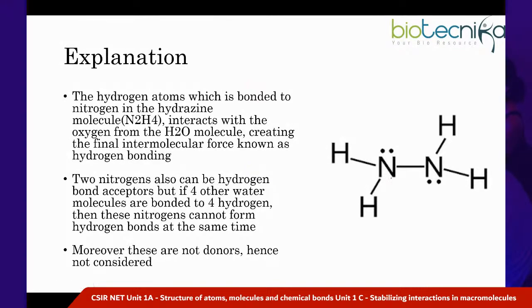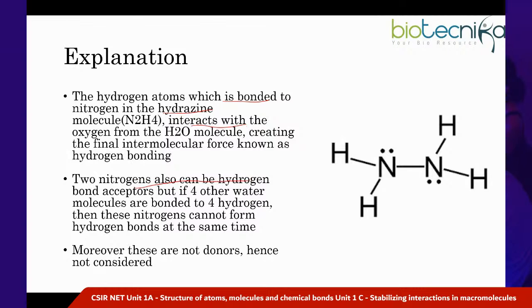This is the structure of hydrazine. We all know nitrogen has 5 electrons in its outer shell. With 3 electrons, it is forming bonds. This one also, with 3 electrons, is forming single covalent bonds, and 2 remain as a lone pair of electrons. That's why each of these N-H hydrogens can act as a donor. Even this can act as a donor.